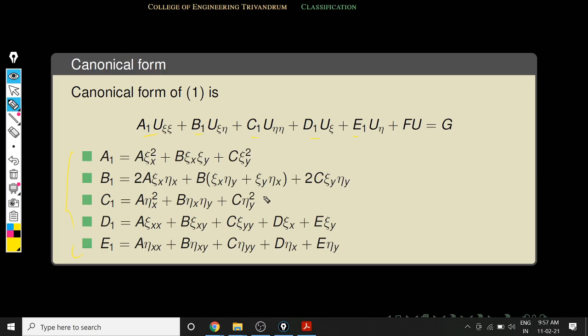Actually, this is the canonical form of the given PDE. So our main task is to find psi in terms of xy and eta in terms of xy. Then finding psi x, psi y, eta x, eta y, we substitute everything in A1, B1, C1, D1, E1, and substitute in this equation, we get the new PDE. So this is the new PDE corresponding to the given PDE, and this is called the canonical form of the PDE. You got it? Okay, so learn this formula by heart.